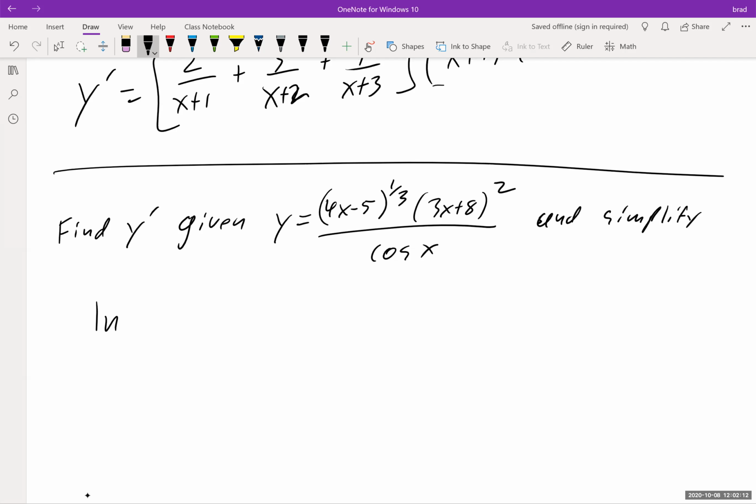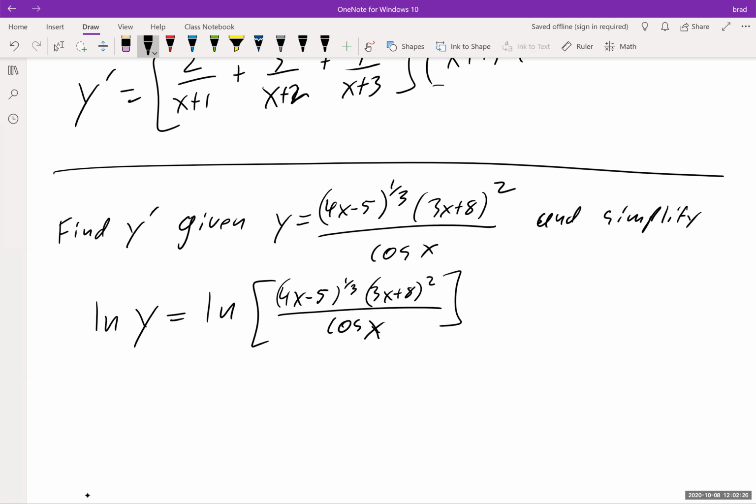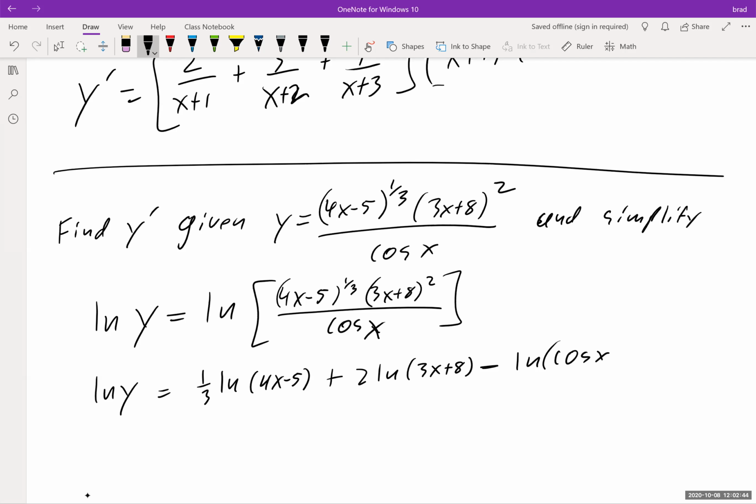So once again, I'm going to take the natural log of y of both sides, and I'm going to take the natural log of this whole thing. Okay, now I'm going to rewrite with logarithms. So this would become 1/3 natural log of 4x minus 5 plus 2 times the natural log of 3x plus 8 minus the natural log of the cosine of x, right? So all I did was I split up the argument into 3 separate logarithms. And now we're going to d/dx everything, take the derivative with respect to x of both sides.